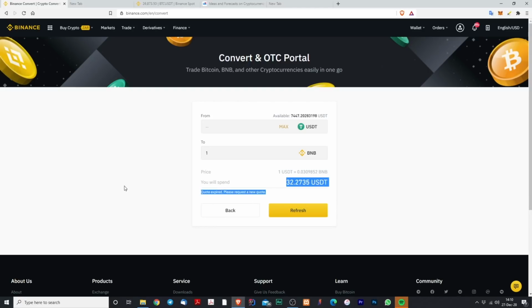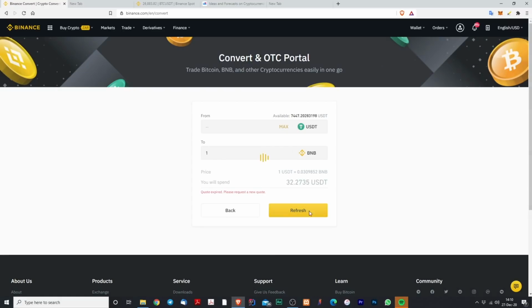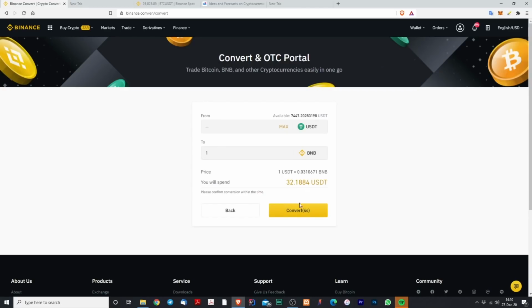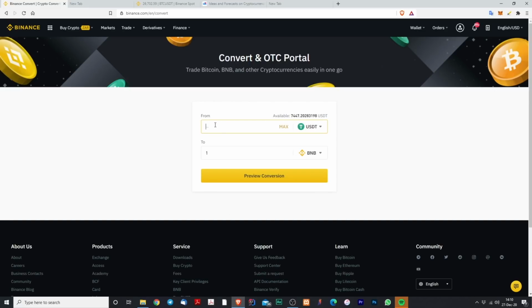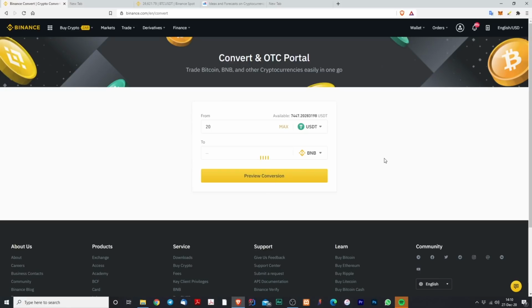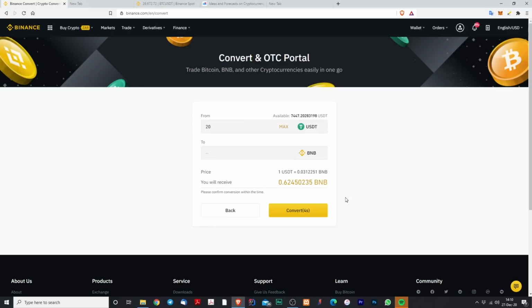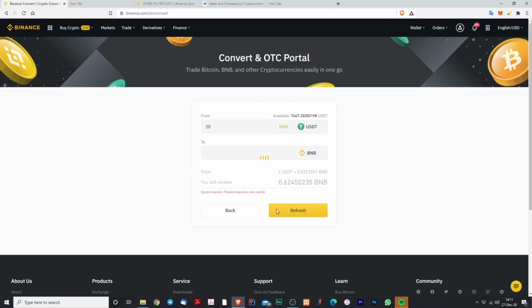This is because the market is volatile, things are always moving, so you always have to refresh, and you might see a different price now. Okay, now we have a different price. I can click convert, and it will convert. Or alternatively, I can go back and type, I only want to convert $20 of my money into BNB, and then I can say preview conversion, and it's showing me that with your $20 you get 0.6 BNB, and if I want, I can simply, oh, it's now expired again.